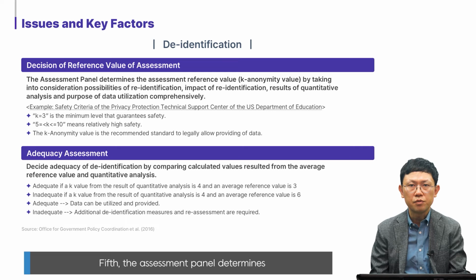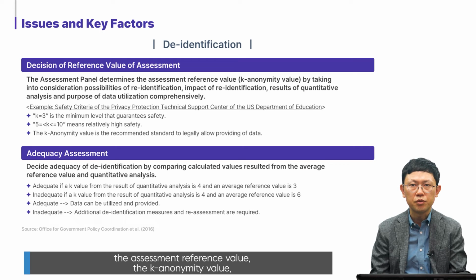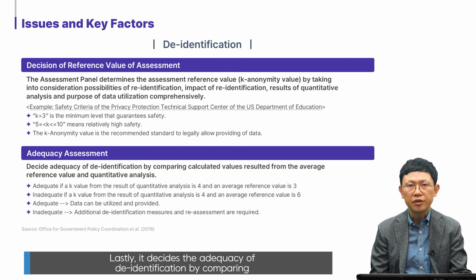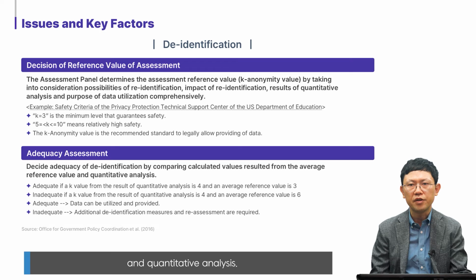Fifth, the assessment panel determines the assessment reference value, the K-anonymity value, by taking into consideration possibilities of re-identification, impact of re-identification, results of quantitative analysis, and purpose of data utilization comprehensively. Lastly, it decides the adequacy of the de-identification by comparing the average reference value and the calculated values resulting from quantitative analysis.